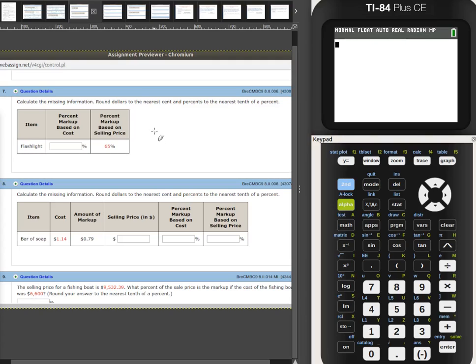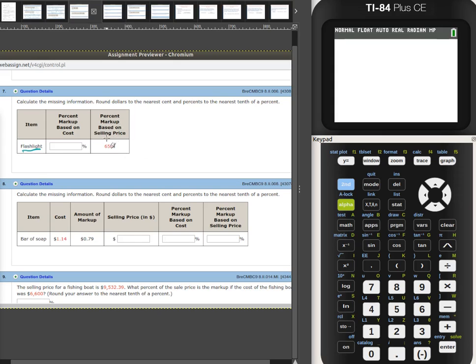Welcome back everyone for a couple more of these homework problems. We're hoping to calculate just only one missing thing. It's very fortunate for us. In this case, someone is trafficking flashlights. We're hoping to find the percent markup based on cost. And in this case, we have that the percent markup based on selling price is 65%. Wow, and that's all that we have, but believe it or not, we can still do it.